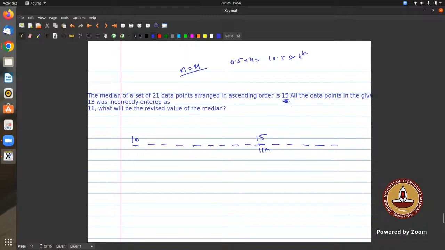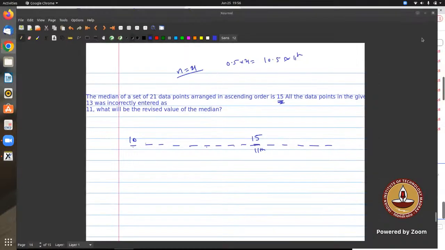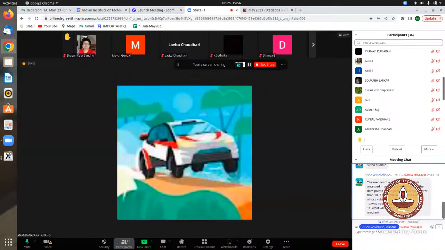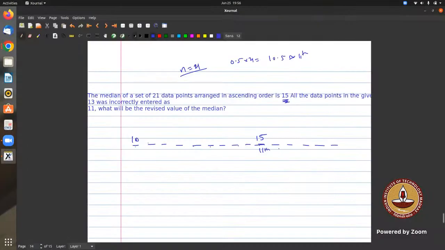Then one of the values. Which value? 13 was incorrectly written as 11, sir. So what is the revised value of the median? Let's say my 13 value was 11 here, so instead of that, I have revised it to 13. What will happen? Will the median change or not? The median is the 11th value, right?